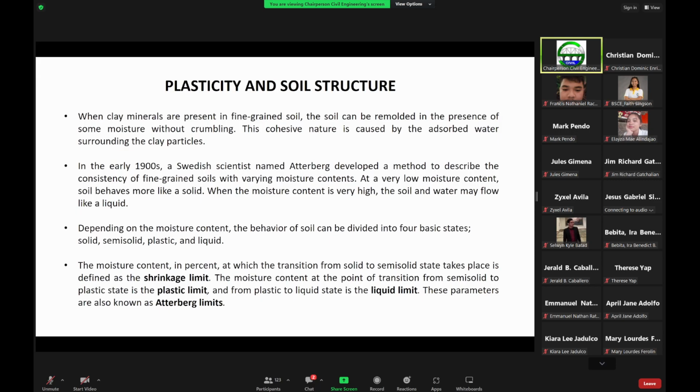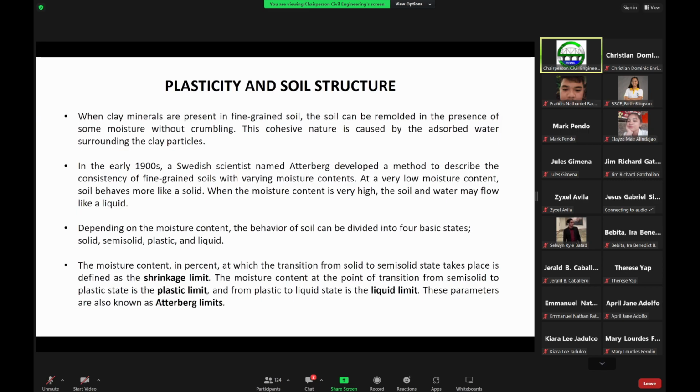require a geotechnical investigation for a particular project. So let's try to have some idea of these Atterberg limits. I'm not sure if in your laboratory you're already doing this one. No? Okay.